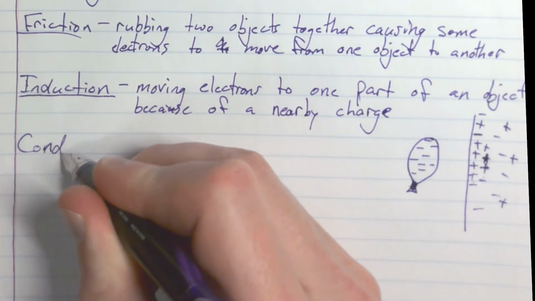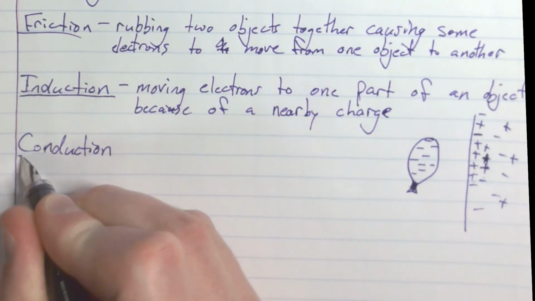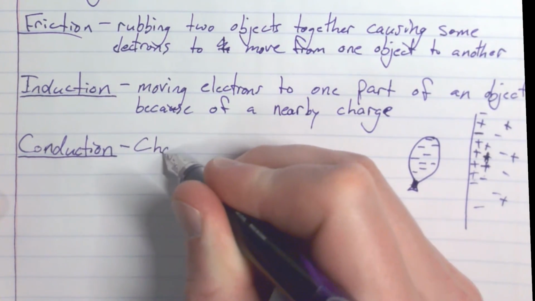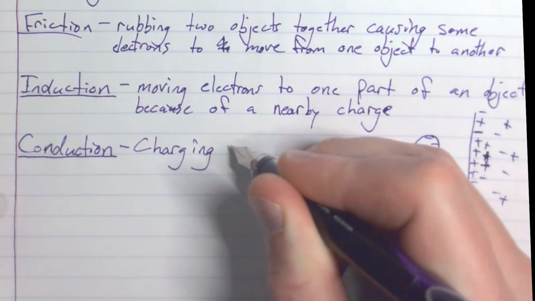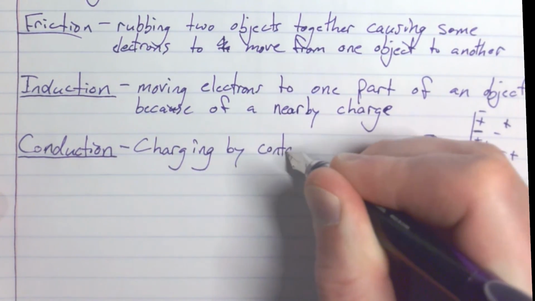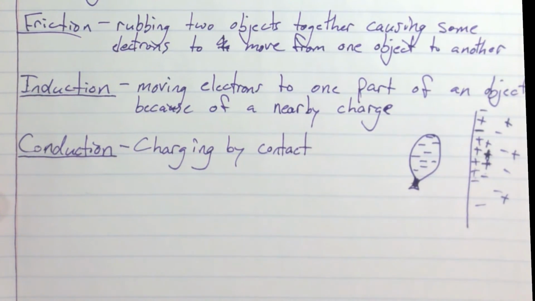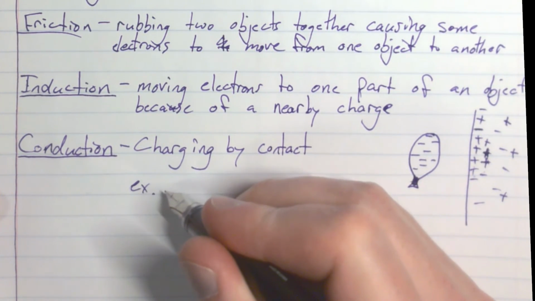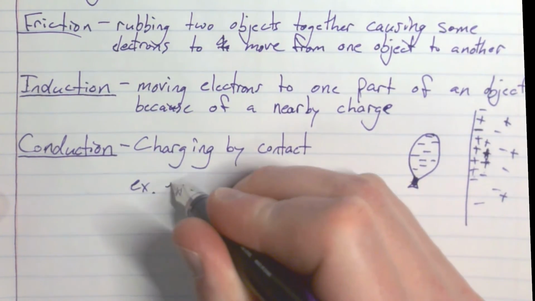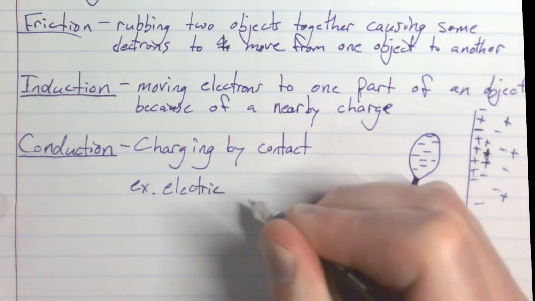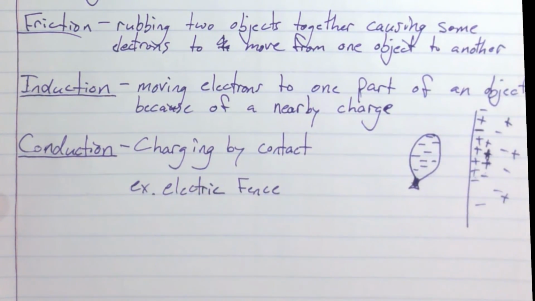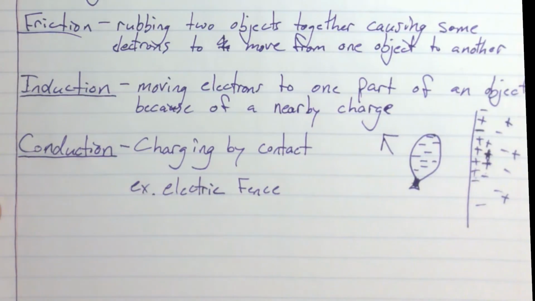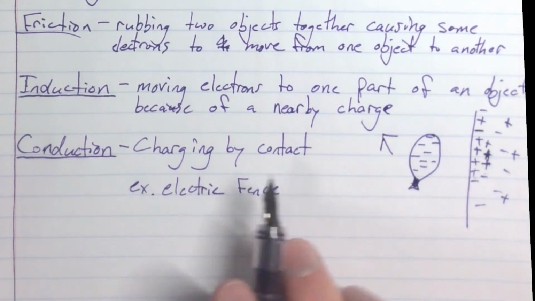Am I holding this wrong? Conduction. So conduction is charging by contact. So this is like, for example, shoot, what's it called? Electric fence. Some of you have probably touched that, you know, electric fences. So it doesn't work unless you're actually touching it.